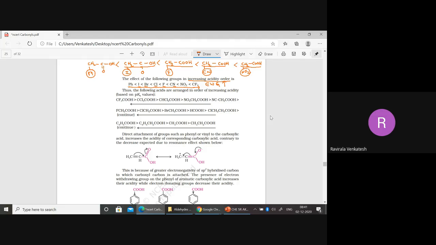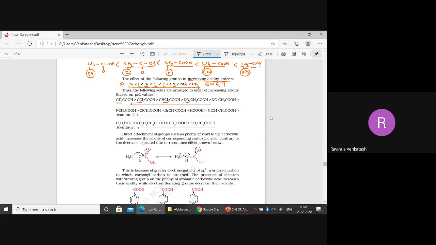Now in examination, you have to remember this order. They don't give the order like this, so compulsory you have to remember. You observe this example: CF3 is a high electron withdrawing group, therefore it is a strong acid. After that we are getting CCl3, and 2 chlorines only, isn't it? Next NO2 group. You have to see how many are there.